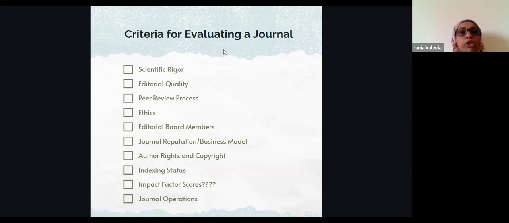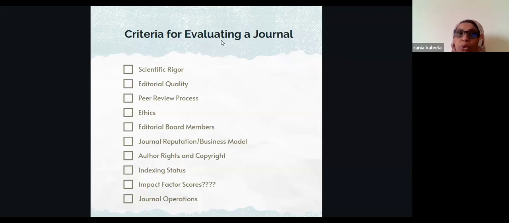Again, look at the reputation. Do they have a reputation? What about the business model? Are they proper open access journals, or are they predators? I will take you through that journey, and we will check how to tell whether they are predators or not. Do they mention your rights as an author and the copyrights in the guidelines, or not? Is the journal indexed? What about their indexing status, in which databases? This is important.